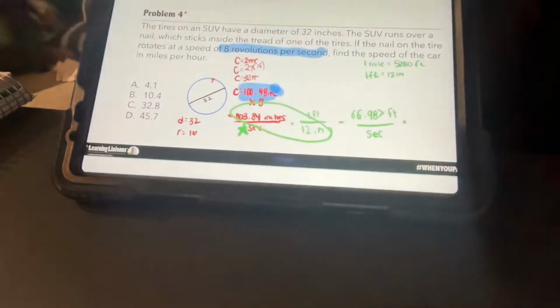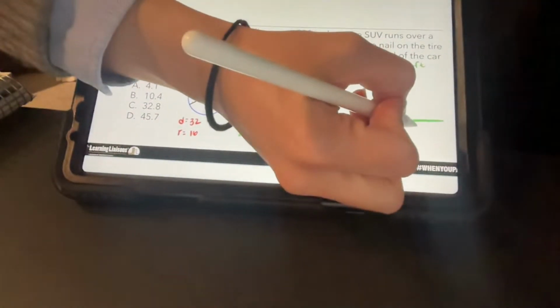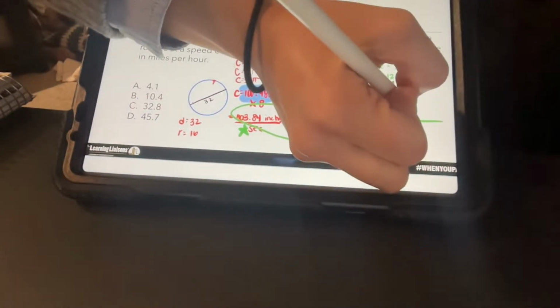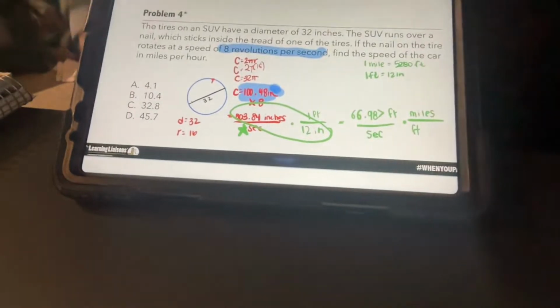Now I need to convert feet. So I know feet is up here. I'm going to keep feet down here to miles.